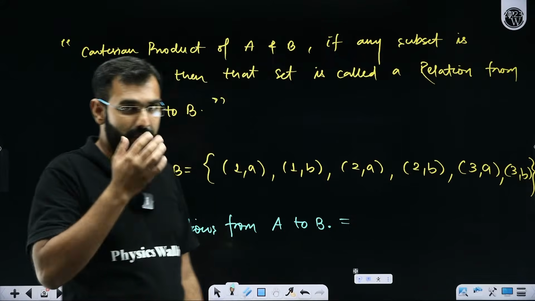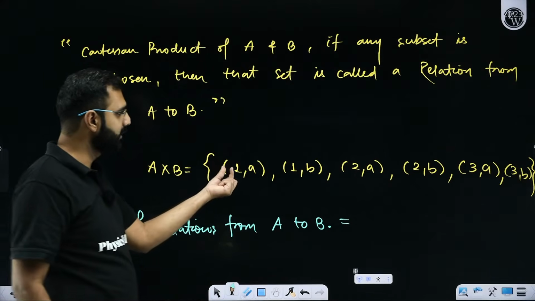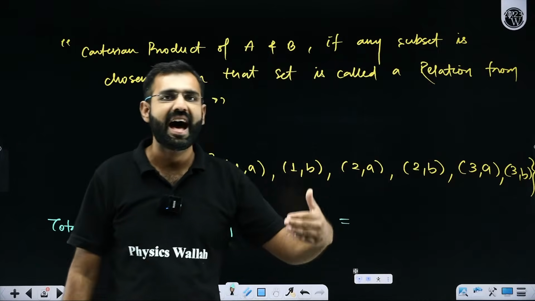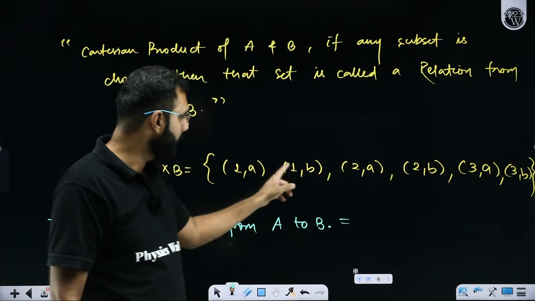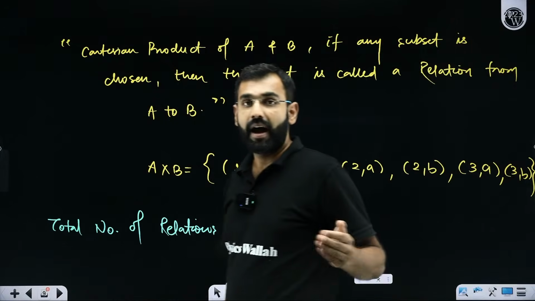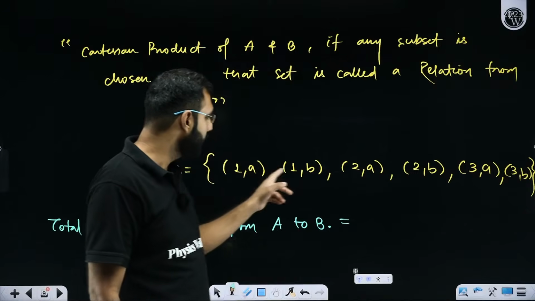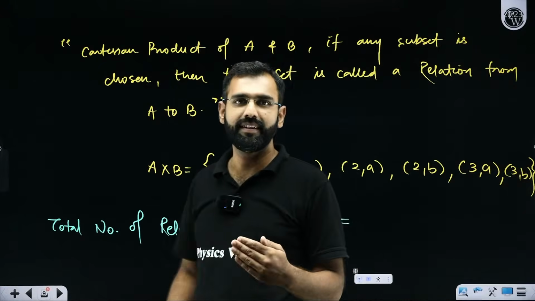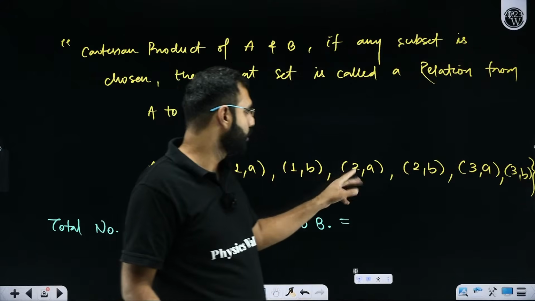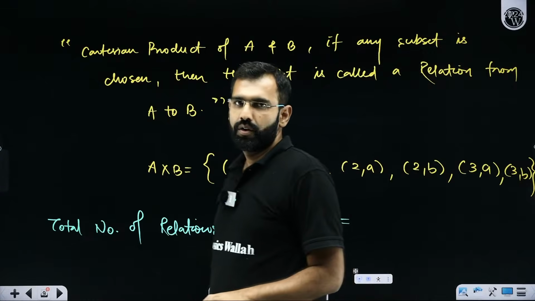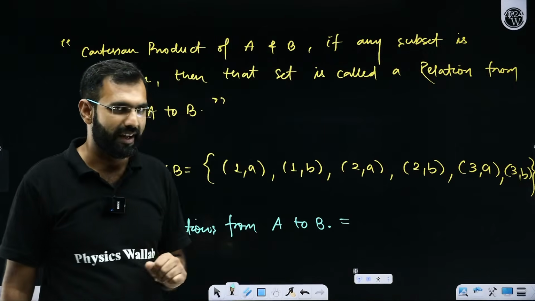Eros, my friend, what is image and what is pre-image? These elements 1, 1, 2, 2, 3, 3 have images A, B, A, B, A, B respectively. And if I ask these A, B, A, B, A, B about their pre-images, then these elements 1, 1, 2, 2, 3, 3 are the pre-images. Exactly, that's brilliant.